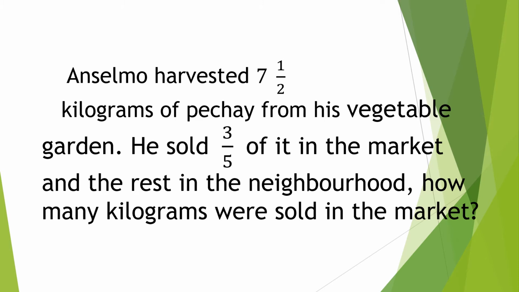So for our new lesson, let's have a problem. Anselmo harvested 7.5 kilograms of pechay from his vegetable garden. He sold 3/5 of it in the market and the rest in the neighborhood. How many kilograms were sold in the market?